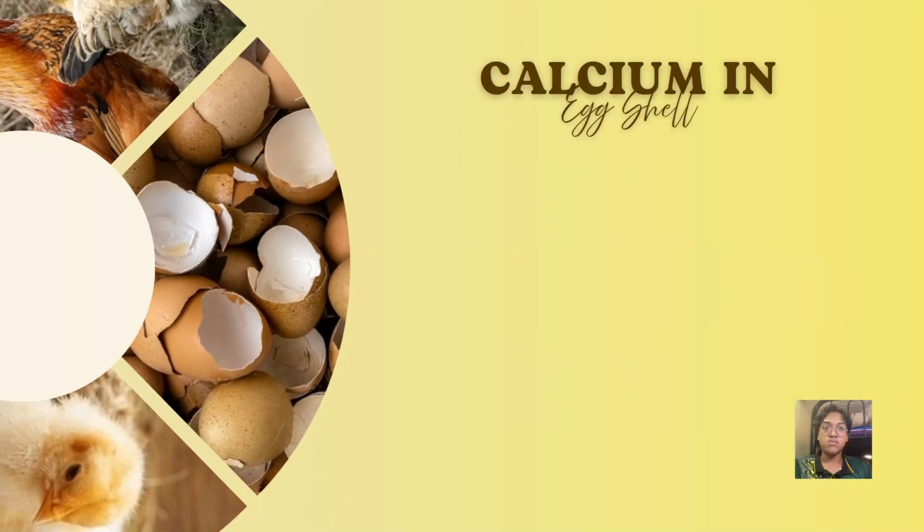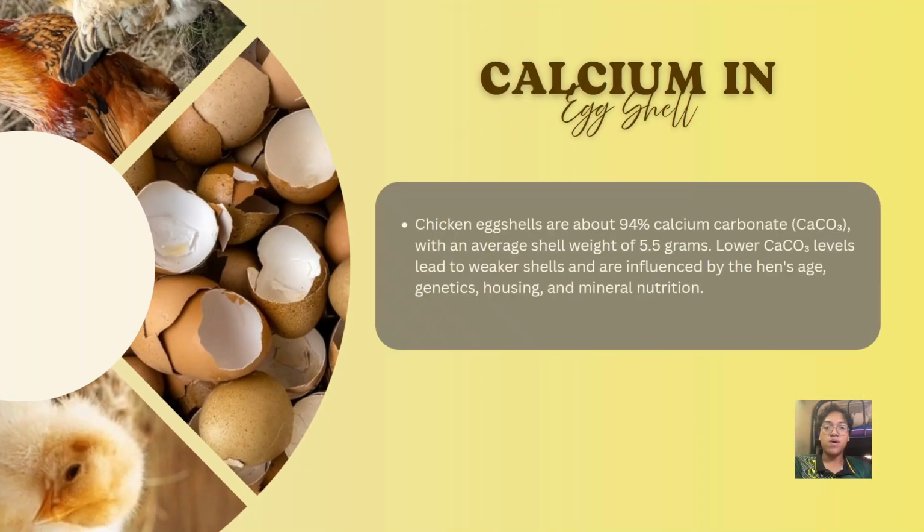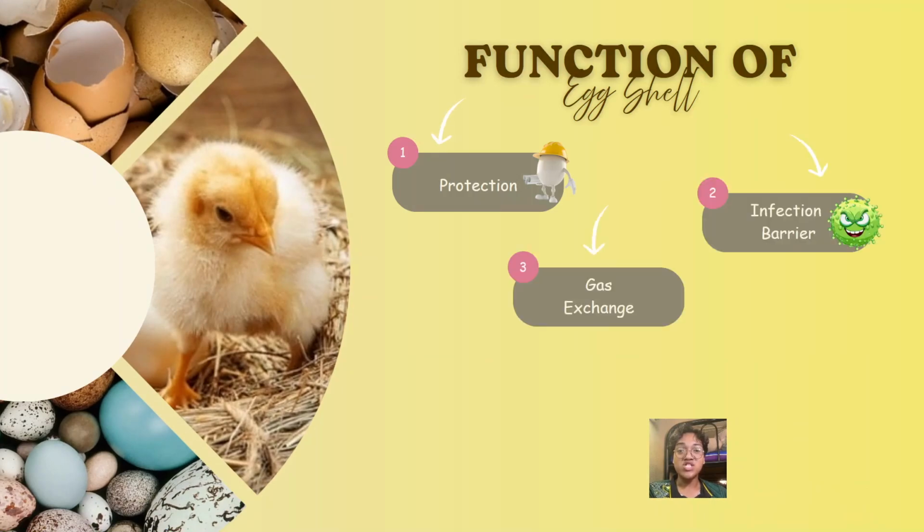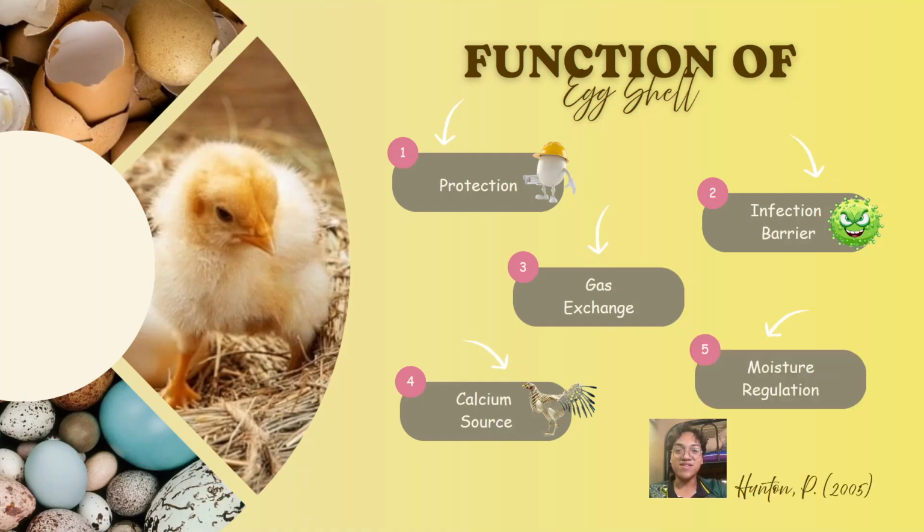Calcium in eggshell. Chicken eggshell is about 94% calcium carbonate, CaCO3, with an average shell weight of 5.5 grams. Lower CaCO3 levels lead to weaker shell and are influenced by the hen's age, genetics, housing, and mineral nutrition. Function of eggshell: for protection, infection barrier, gas exchange, calcium source, and moisture regulation.